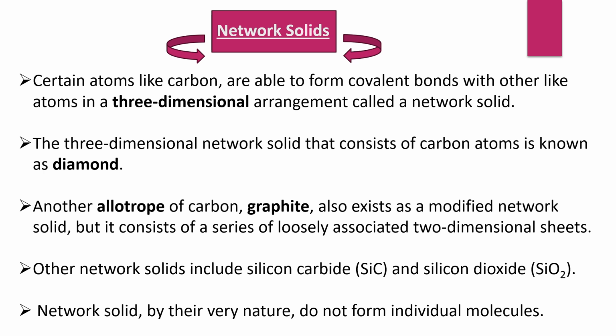Network solids. Certain atoms like carbon are able to form covalent bonds with other like atoms in a three-dimensional arrangement called a network solid. The three-dimensional network solid that consists of carbon atoms is known as diamond. Another allotrope of carbon, graphite, also exists as a modified network solid, but it consists of a series of loosely associated two-dimensional sheets. Other network solids include silicon carbide, SiC, and silicon dioxide, SiO2. Network solids, by their very nature, do not form individual molecules.